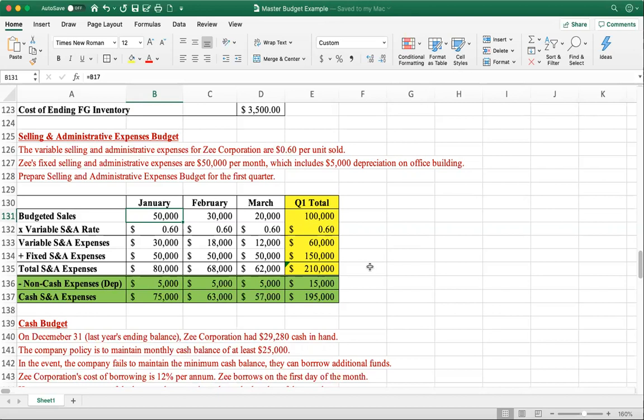Now some expenses are cash expenses, the others are not. So we take out all the non-cash outlays here. So that's why the information is provided, which includes 5,000 of depreciation on office building, and depreciation is a non-cash outlay. So we subtracted 5,000 from the total selling and admin expenses, which gives us 75,000 cash expenses in January, 63,000 in February, and 57,000 in March, the total of which is 195,000 for the whole quarter. So these are the cash expenses which will go in the cash budget, which we will prepare next.